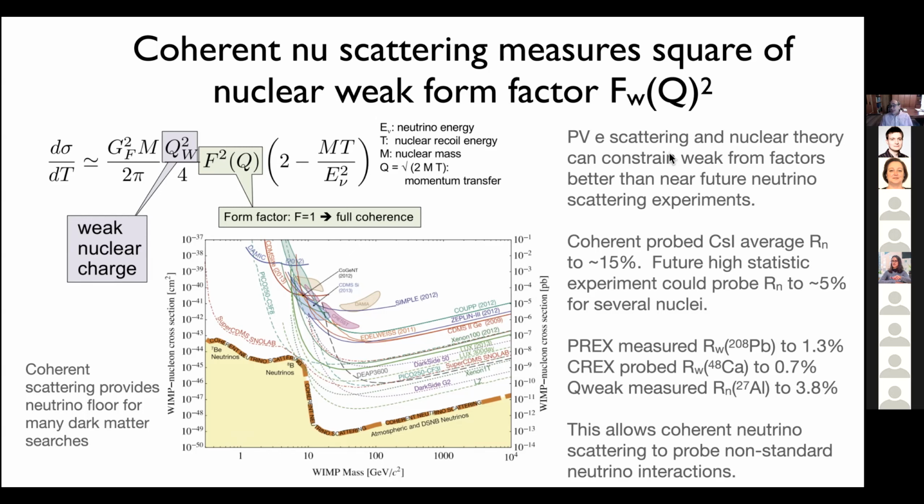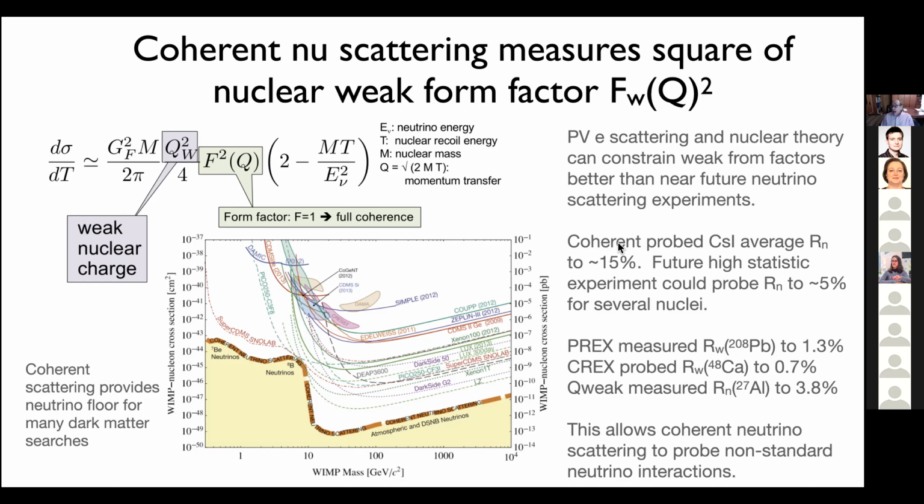Parity violating electron scattering can constrain the weak form factor better than near future neutrino scattering experiments. For example, the existing COHERENT experiment at the Spallation Neutron Source in Oak Ridge has probed the average neutron radius for cesium plus iodine to about 15%.